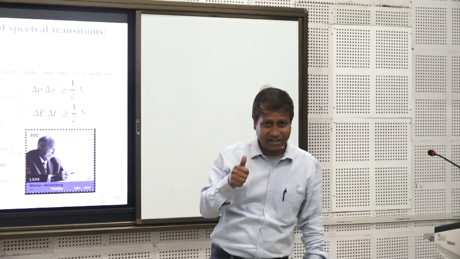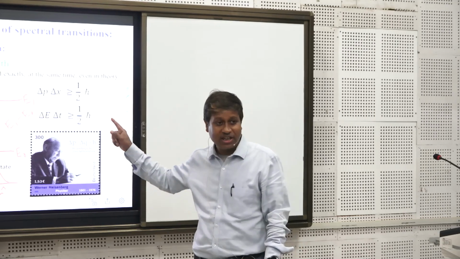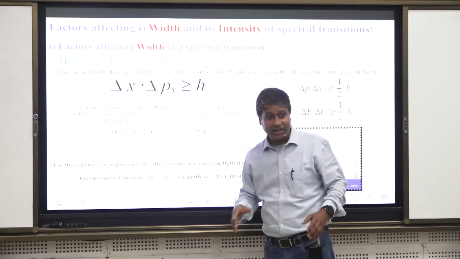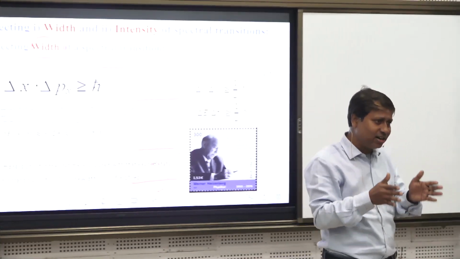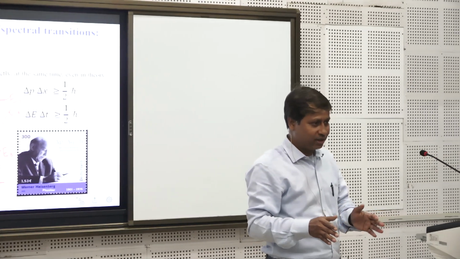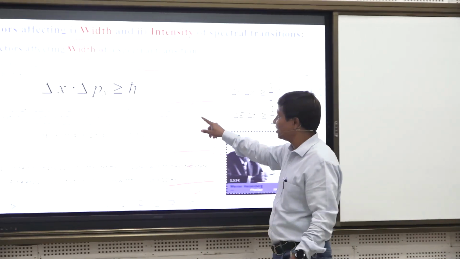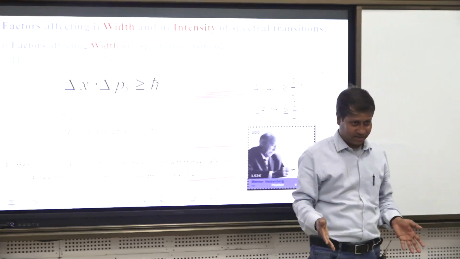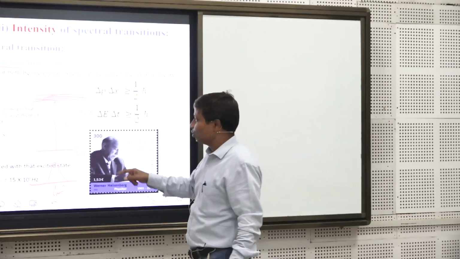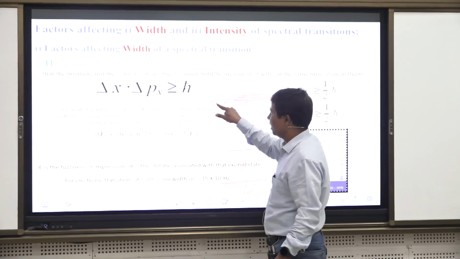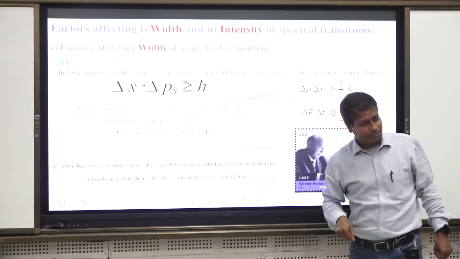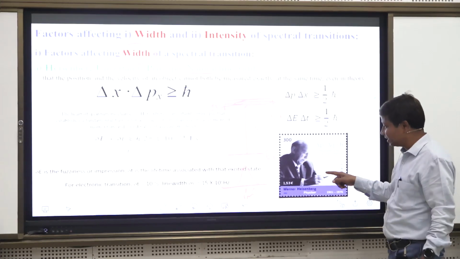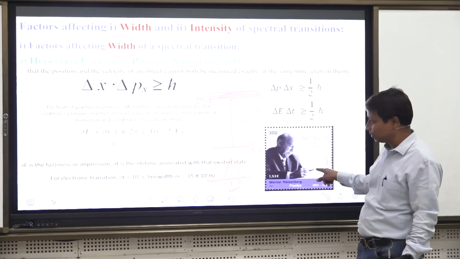But that is not possible, because the Heisenberg uncertainty principle says that this transition has inherently some line width. That is because of the fuzziness of the excited state. The excited state is not precise, so there is a fuzziness, and this fuzziness creates the minimum line width. So that is given by the Heisenberg principle. Heisenberg is a German scientist.